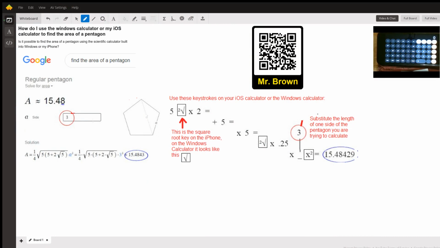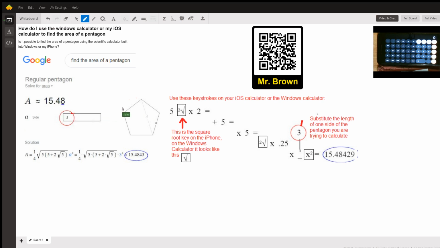And so one of my students asked me this evening if there was a way to use the iOS calculator or the calculator built into Windows to calculate the area of a pentagon. And I said, well, I'm sure there is. So the first step on that journey was to Google to find the formula for the area of a pentagon, because that's not one I know off the top of my head.